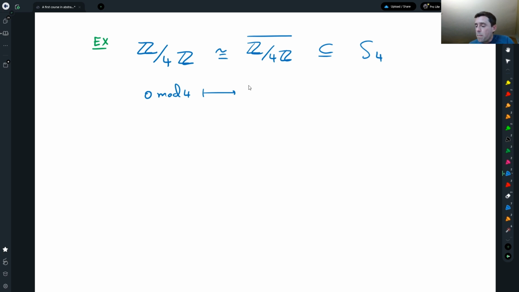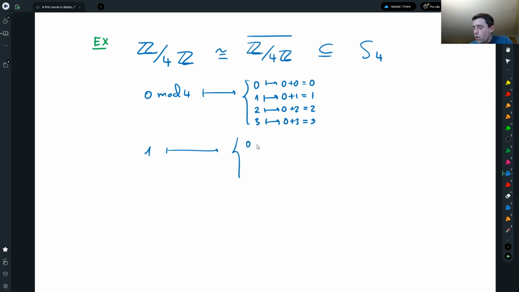So this goes to the map that sends 0 to 0 plus 0, which is 0. Then 1 goes to 0 plus 1, which is 1. 2 goes to 0 plus 2, which is 2. And 3 goes to 0 plus 3, which is 3. 1 would map to the map that goes 0 is sent to 1 plus 0, which is 1. 1 will be sent to 2. 2 will be sent to 3. And 3 will be sent to 4, which is 0.